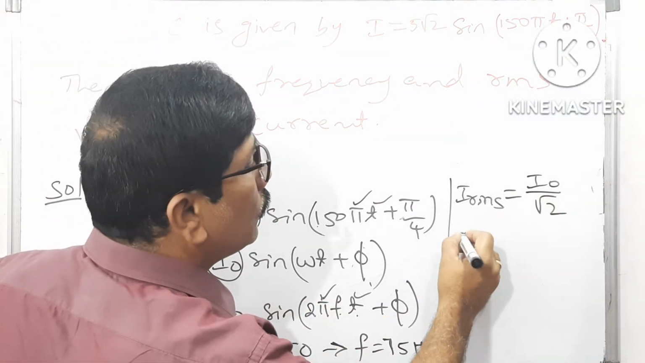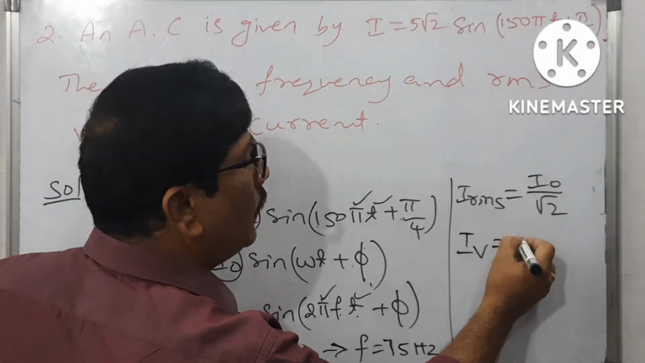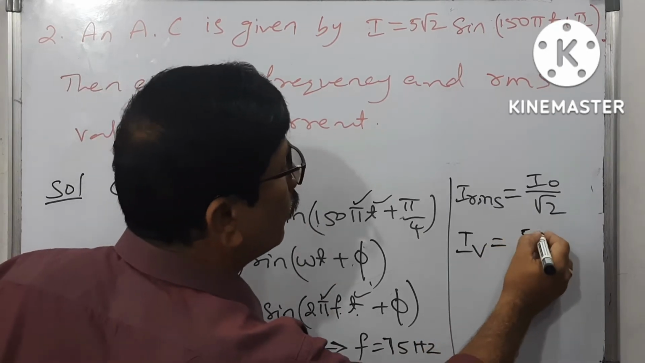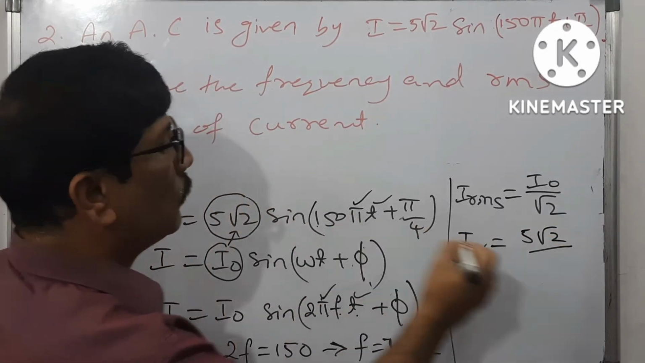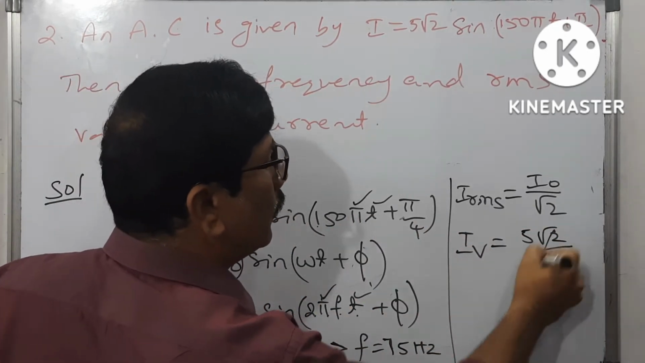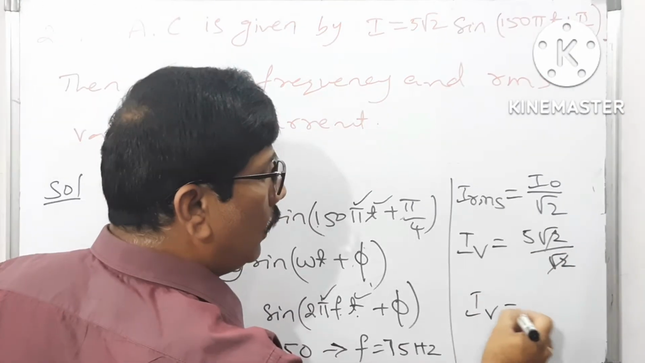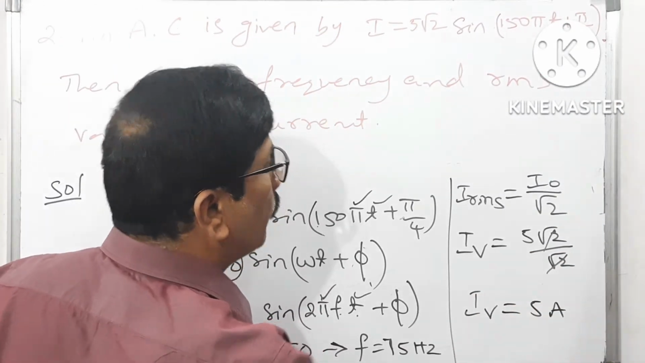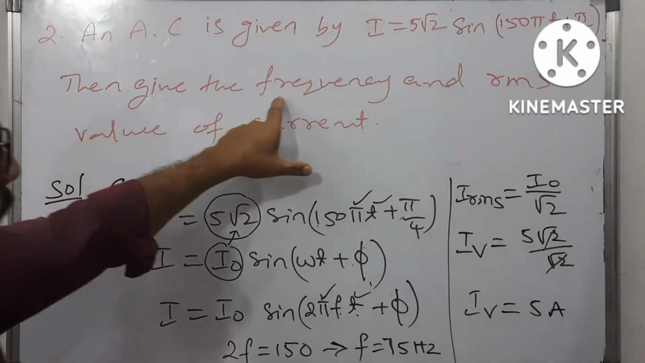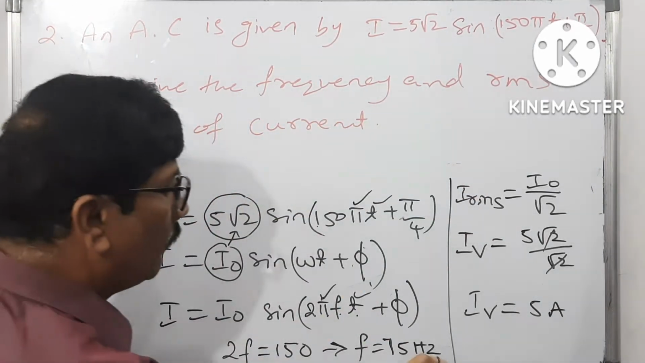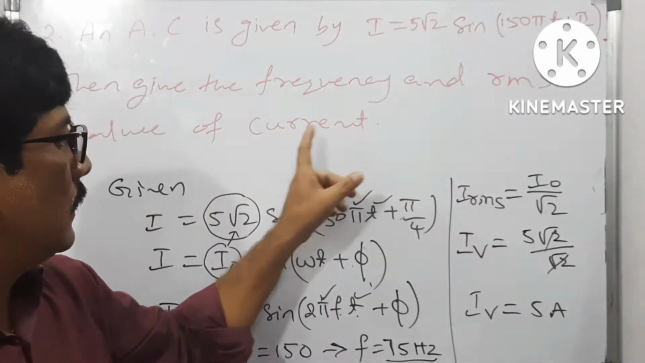I RMS is also called the virtual value, I V. I naught is how much here? 5 root 2 divided by root 2. Then it cancels. So the RMS value or virtual value is 5 amperes. So he's asking, what is the frequency? Frequency is 75 Hz. What is the RMS current?